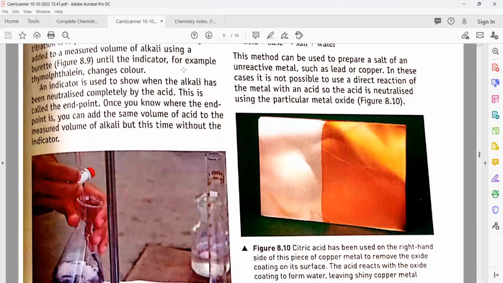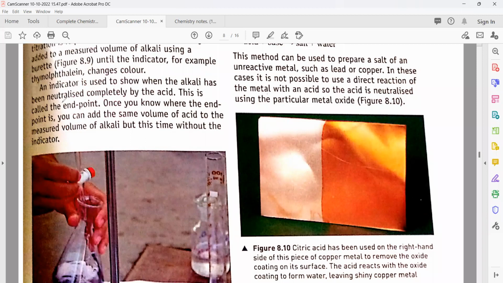The acid is added until the indicator, for example phenolphthalein, changes color. That shows you the end point. The end point means where the acid and the alkali or base react and neutralize each other. That will be the end point of the reaction. An indicator is used to show when the alkali has been neutralized completely by the acid. This is called the endpoint. So you should know that about the endpoint.